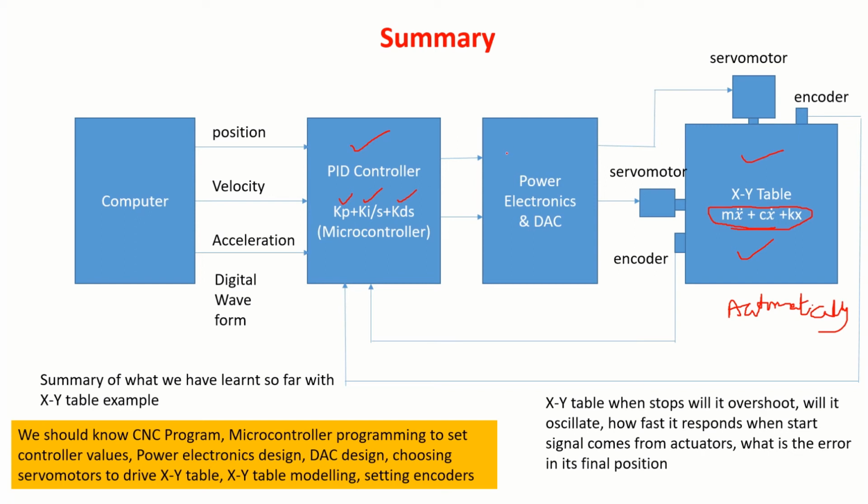Okay, so whatever signal comes should be amplified to the required value to achieve this Kp, Ki, Kd. Also, to the servo motors which drive this XY table, an analog signal should be given. So digital to analog we need to convert here, then power electronics, depending on how the signals are available.